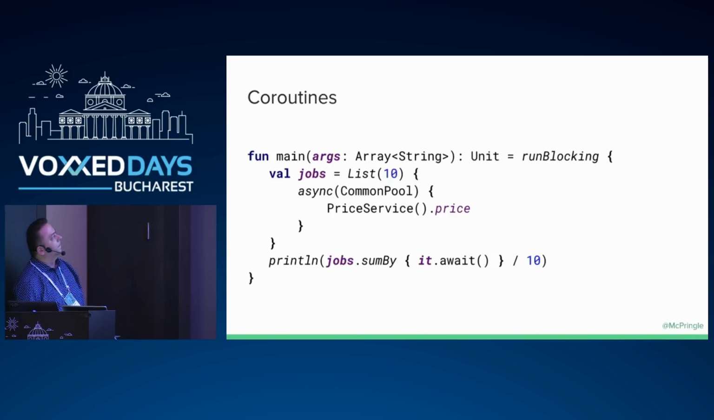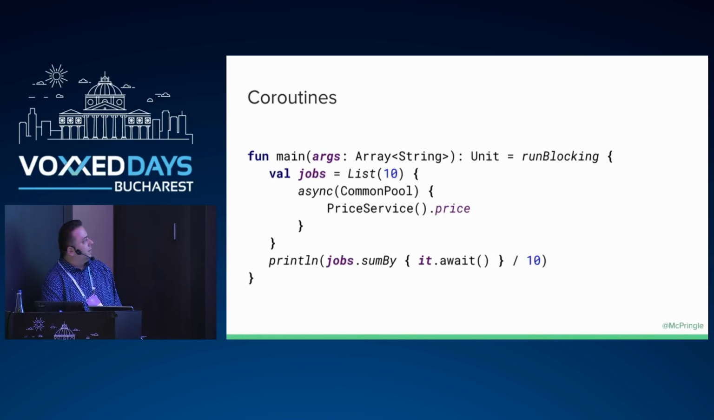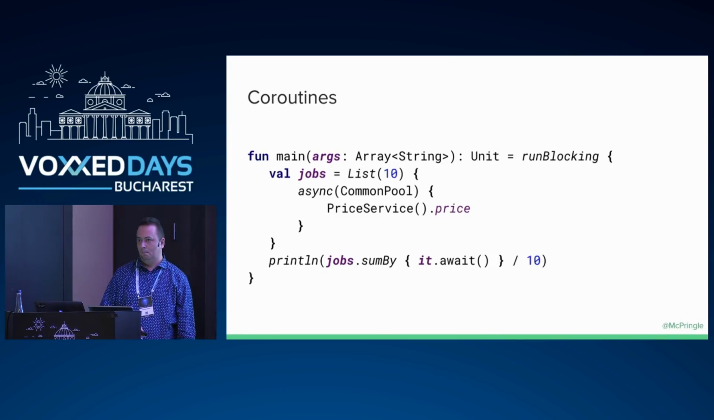I just use the async keyword, and I can specify a thread pool here. Here I create a list of 10 price services, and I call the price method 10 times, on 10 different prices, asynchronously. Later on, I can use the sumBy method on the list. I can provide a lambda. Lambdas in Kotlin are written in curly braces, where I just say it.await. I do not have to specify a variable name. If I do not specify a variable name, like in Java, I have a default variable name, it.